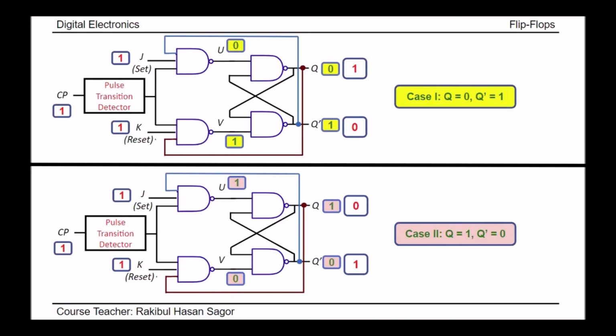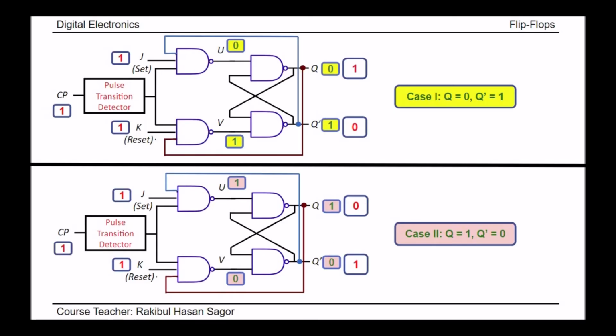Let me show you two cases, putting them side by side. In case 1, when the previous output was Q 0, that means Q equal to 0, and obviously Q prime will be 1. By giving 1 1 input and clock pulse, this 0 becomes 1, 1 becomes 0. Again, for case 2, where the previous case was 1 0, by giving 1 1 as JK input, this 1 becomes 0 and 0 becomes 1.